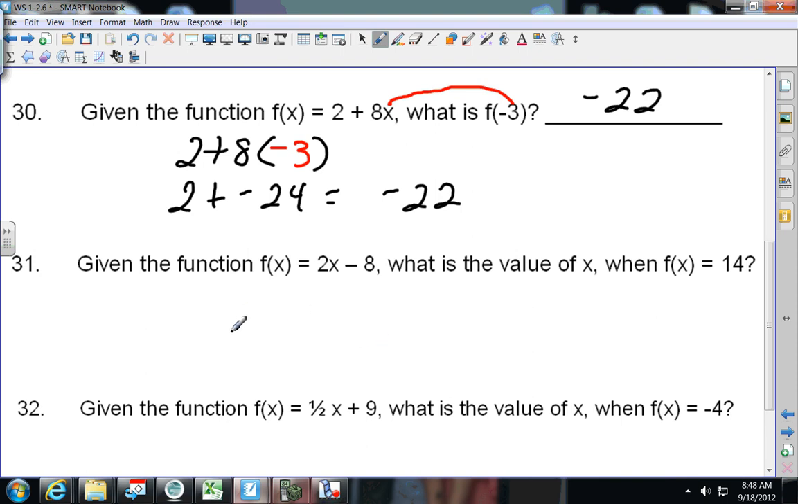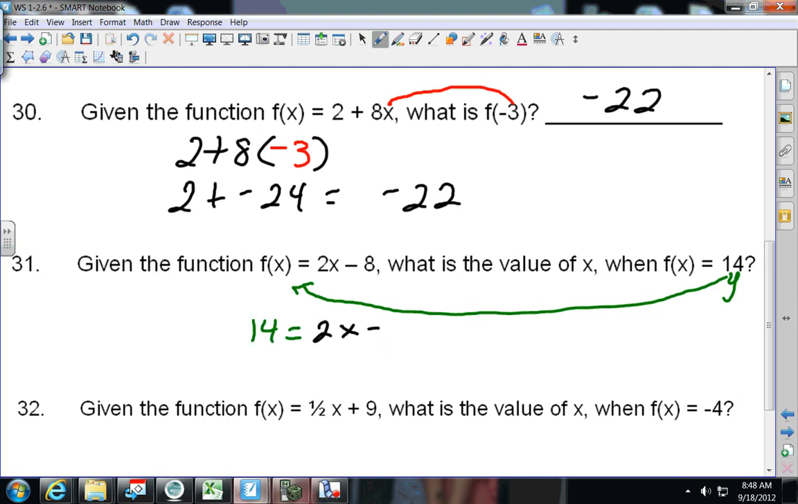Now this one is different because it says given the function, what is the value of x when f of x equals, look at the difference. The number was in the middle here, and on this one it's on the outside. This time, this is going to be our y. So I'm going to take this and put this here. So I would have 14 equals 2x minus 8, and I would have to solve for x. By going in here, I would add 8 to each side.